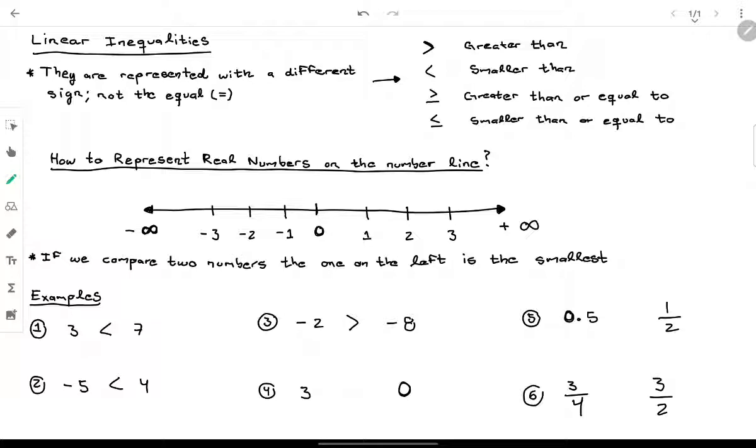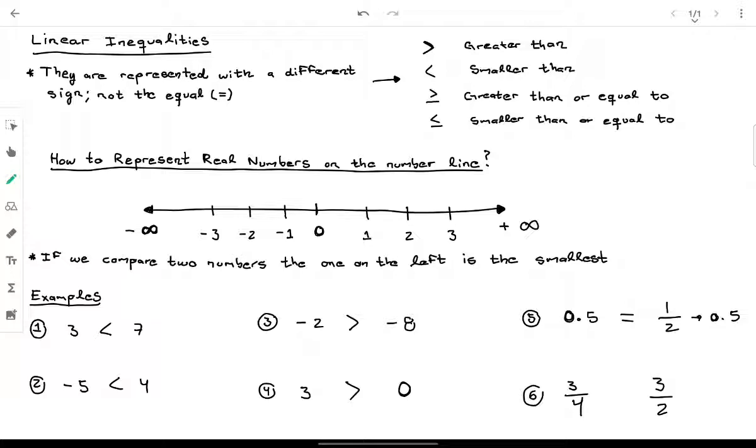What about the next exercise? We have 3 and 0. So 3 is here, 0 is here. That means the smaller one is 0. So 3 is greater than 0. What happens with the next one? We have fractions. In order to know where the fractions are on the number line, we can divide them to know specifically where they are. If I divide 1/2, it's going to be 0.5. So we can set 0.5 equals 1/2. It's going to be at the same specific point.